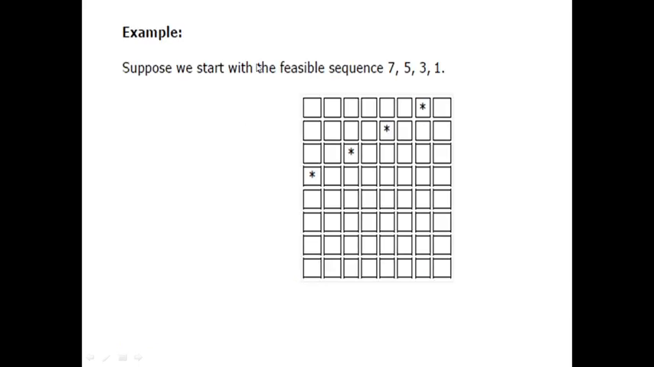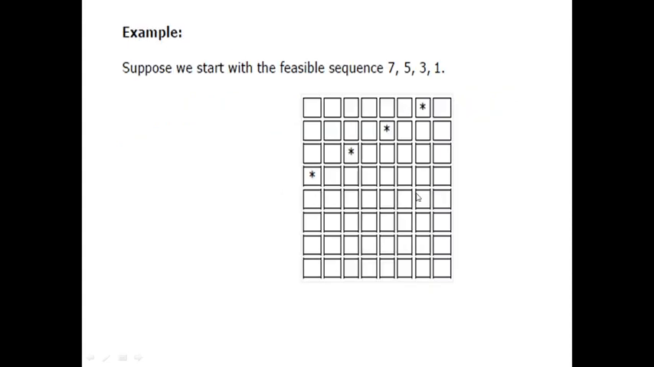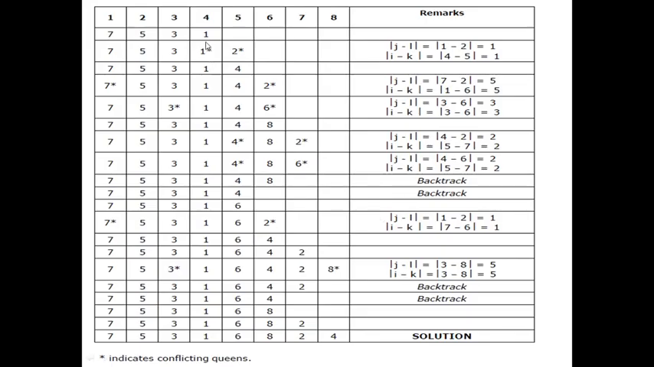Okay, suppose we start with a feasible sequence. Assume this is the initial sequence 7 5 3 1 for an 8 by 8 board. Then I will explain how we can proceed further. We have to decide where to place the next queen. Okay, I will show you. This is 1 to 8, the original one, and the initial sequence is 7 5 3 1.